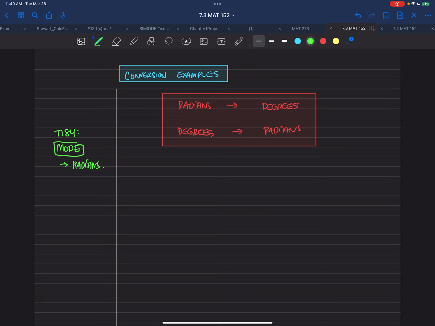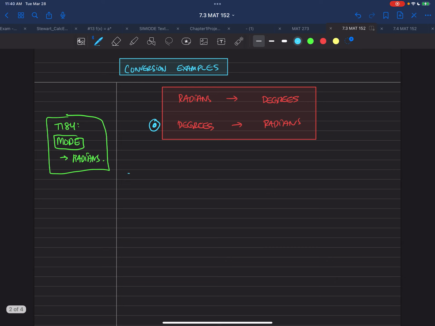Because you do need to set what type of angle measure you're working with, because they're not the same, right? So it will do the conversion for you, but you just need to tell it what you're working with. So first of all, let's look at how to go from degrees to radians. We're used to degrees, so let's start there.